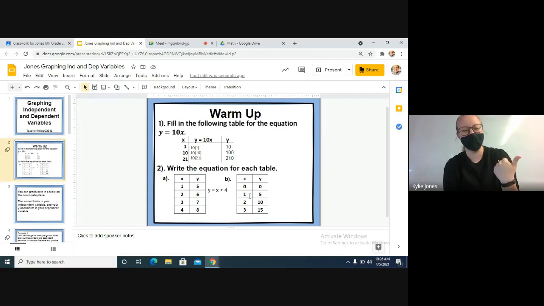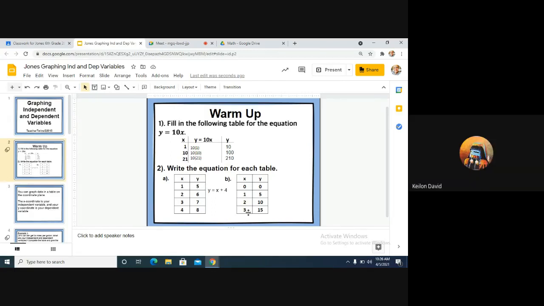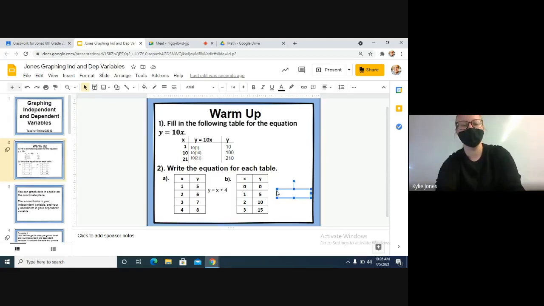We just did adding by 4, and does that match the same? No. So let's check multiplying by 5. Is 0 times 5 0? Yeah. Is 1 times 5 5? Yeah. 2 times 5 is 10? Yeah. 3 times 5 is 15? Yeah. Okay. So our equation, we know we're multiplying by 5.